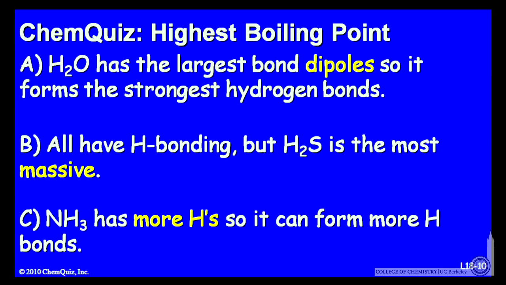Let's look at possible explanations for each of the answers. A, H2O has the largest bond dipoles, so it forms the strongest hydrogen bonds. B, all have hydrogen bonding, but H2S is the most massive, so it'll have the highest boiling point. Or C, NH3 has more hydrogens, so it can form more hydrogen bonds, and it will have the highest boiling point. Think about those three possible explanations and make a selection.